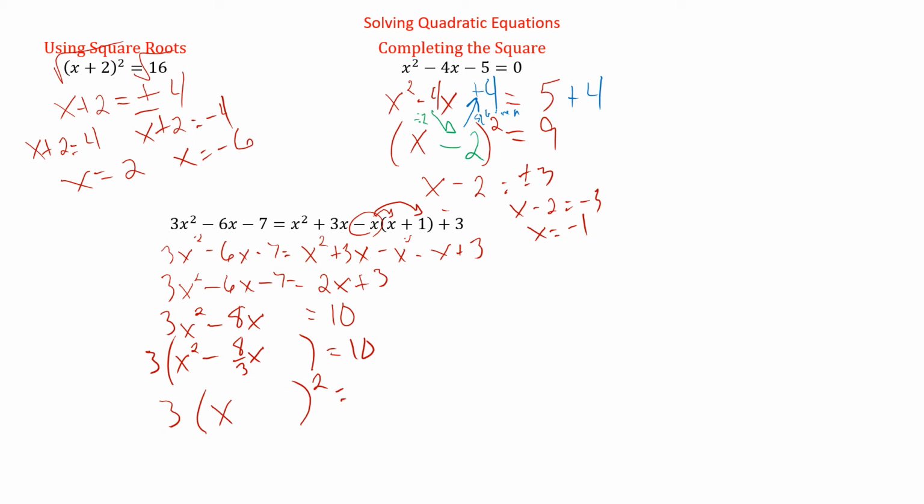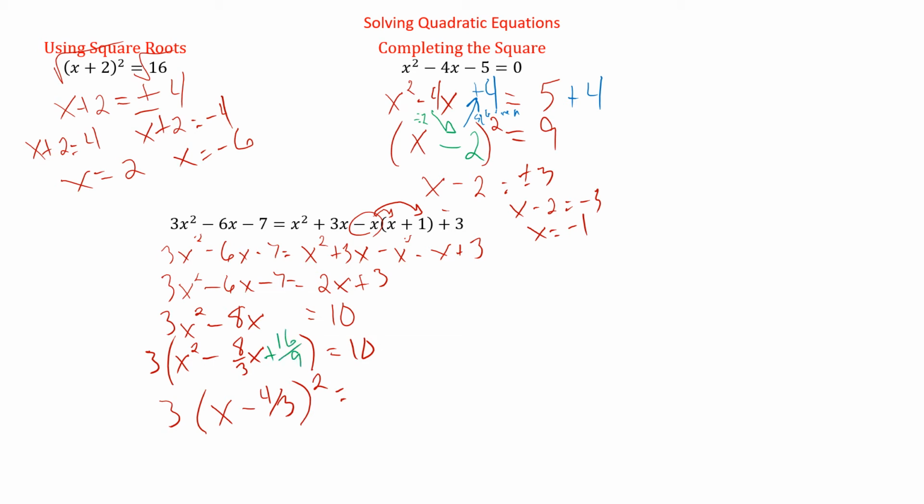Now the second number, we divide by 2. What's 8/3 divided by 2? Negative 4/3. And then we have to square that. 4/3 squared, remember with a fraction, you square the top, you square the bottom. So this will be plus 16/9.